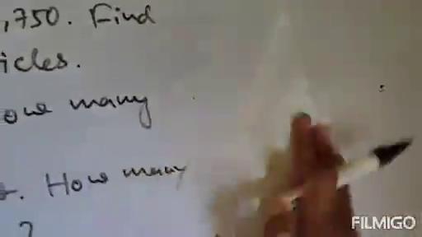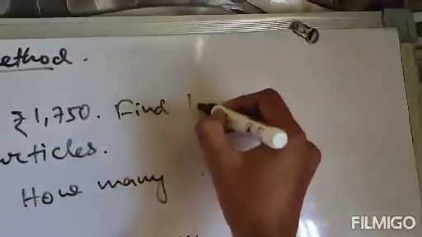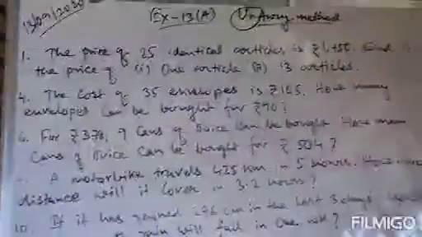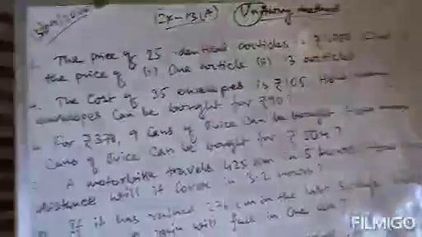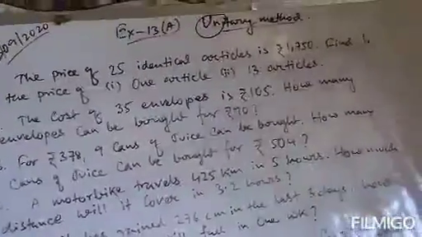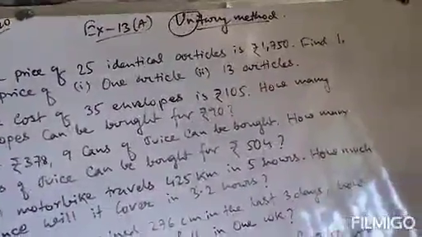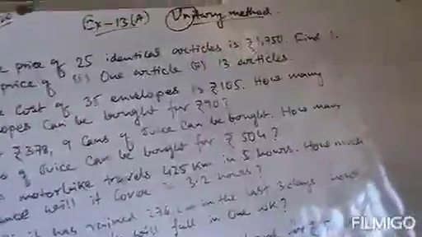Clear? So it's very easy. Let's start with question number 1. It says the price of 25 identical articles is rupees 1750. Find the price of one article and then 13 articles. So we first find the price of one article, then the price of 13 articles.